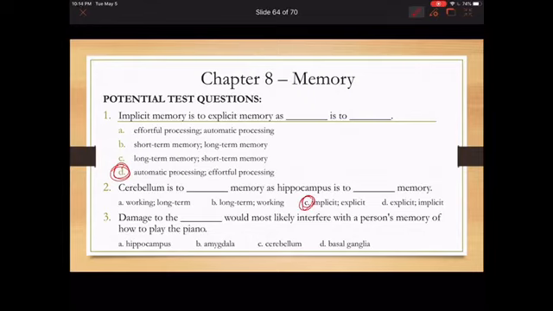And damage to the basal ganglia would most likely interfere with someone's memory of how to play the piano, because that is a muscle or a motor memory, which is something that the basal ganglia deals with, not the cerebellum. The cerebellum is for classical conditioning associations.